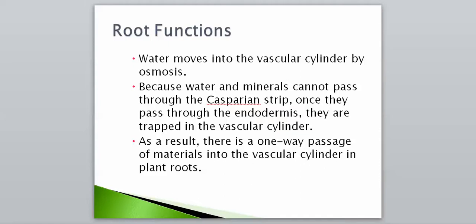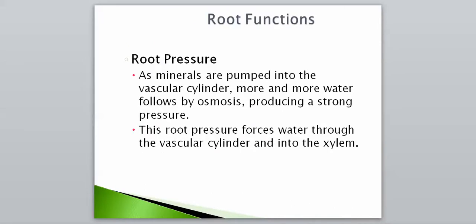Because water and minerals cannot pass through the Casparian strip, once they pass through the endodermis, they are trapped in the vascular cylinder, which is what I just said. As a result, there is a one-way passage of materials into the vascular cylinder in plant roots. So they have almost a protective system to prevent the backflow of anything from getting where it's not supposed to be, from leaving the vascular cylinder.